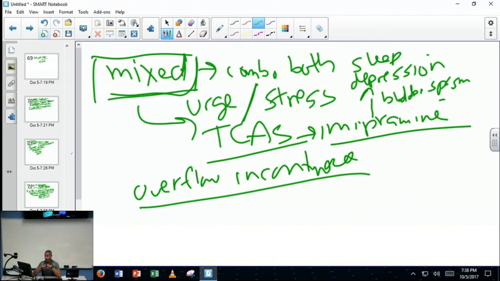What's one way you're going to diagnose if you suspect overflow incontinence? Physical presentation. You see a patient come in, you can palpate their suprapubic area, right? It's going to feel like a mass because their bladder is going to be full to the brim. And even with palpation, you can cause leakage. What are you going to do? Catheterize them, right? Absolutely. You can do it right in the office. You catheterize them. Are you going to let the bladder completely empty?